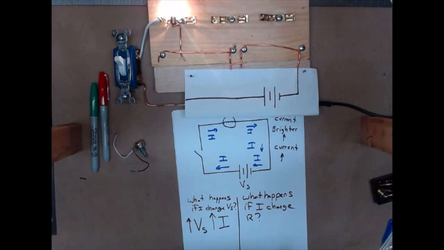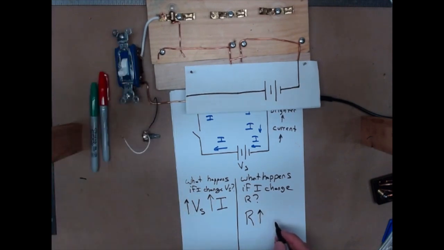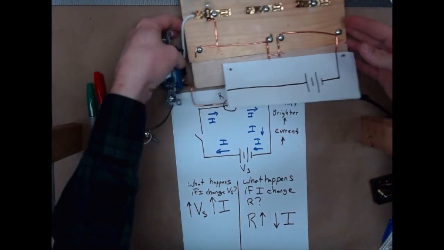So here we see that if I increase my resistance, let me turn this off, right? I decrease my current. Okay. So there's our relationships. Let me move this out of the way.